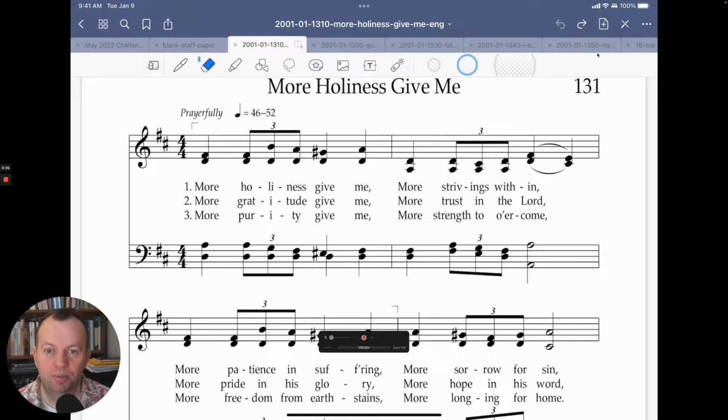Which type of musical motion keeps you out of harmony jail? That's what we're going to talk about today on Dr. Doug's Daily Tips for how to write great LDS church music. To help us, we're looking at hymn 131 from the LDS Hymnbook, "More Holiness Give Me."